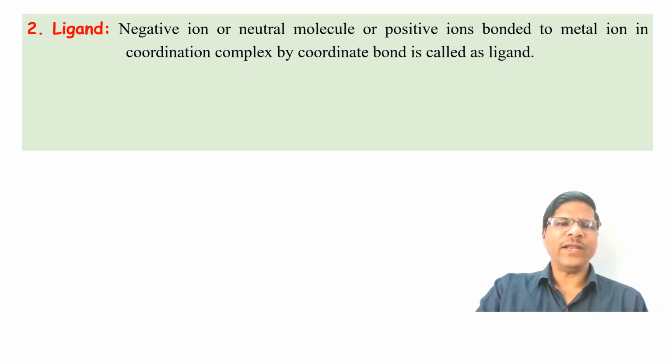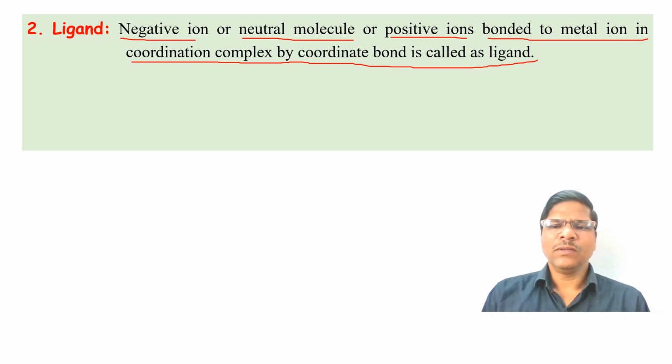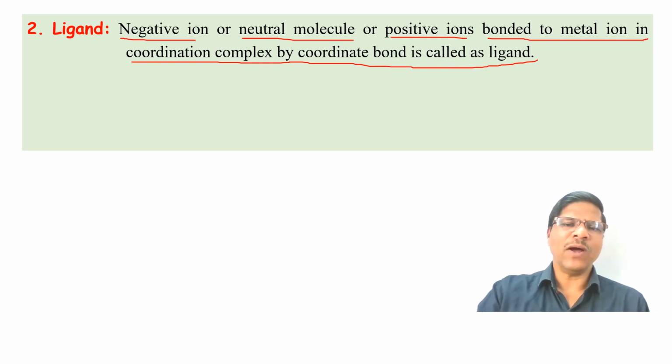So the second definition is the ligand. So what is the ligand? It may be a negative ion, it may be a neutral molecule, or it may be a positive ion. It is bonded to the metal ion in the coordination complex by coordinate bond. So a negative ion, neutral molecule or positive ion which is bonded to the central metal ion by coordinate bond in a coordination compound is nothing but the ligand.